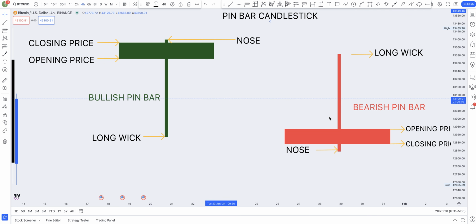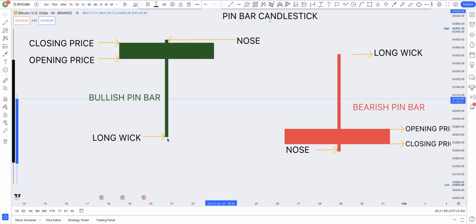Now, every candlestick you see on the chart has a meaning. So if you're able to understand what each candlestick means, you would be able to make a lot of money in this industry. With a bullish pin bar, price was moving in a downtrend, and eventually the bulls came into the market.